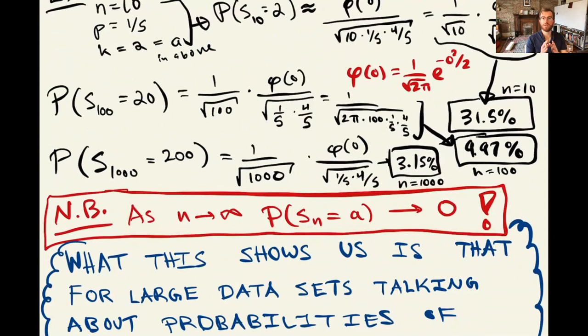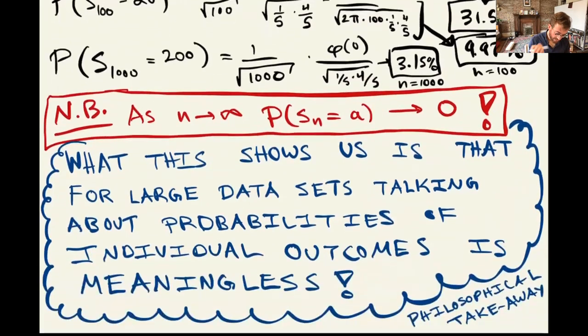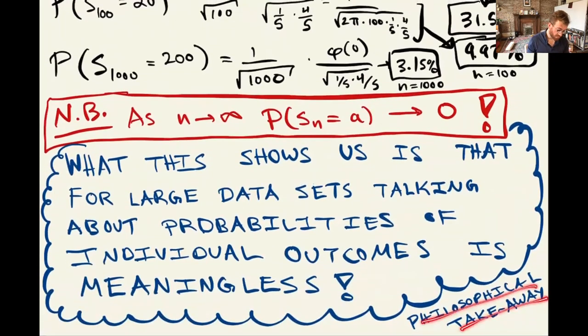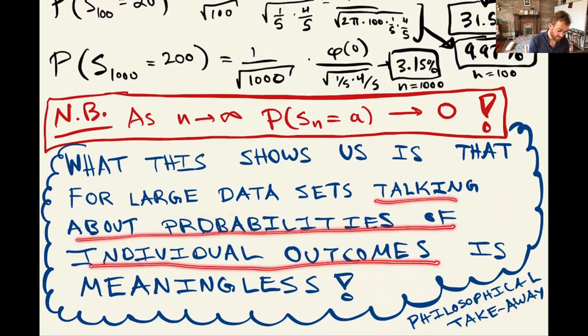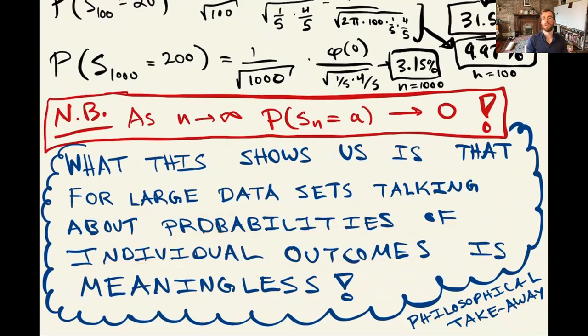Now, this might feel a little counterintuitive because obviously there's some chance of doing that, but you should also intuit that because the range of possibilities is larger, the probability of equaling a specific number becomes smaller. And so I try to summarize that with this philosophical takeaway, which says that for large data sets, or you can think of this as a large number of samples or draws from a distribution, talking about individual probabilities of individual outcomes becomes increasingly meaningless. By that, I just mean that it tends closer and closer to 0.